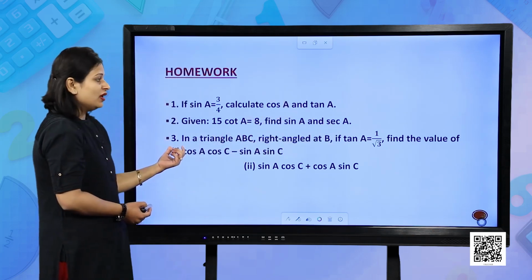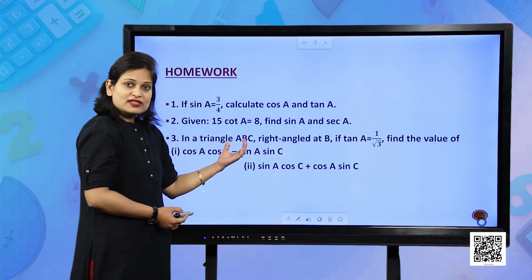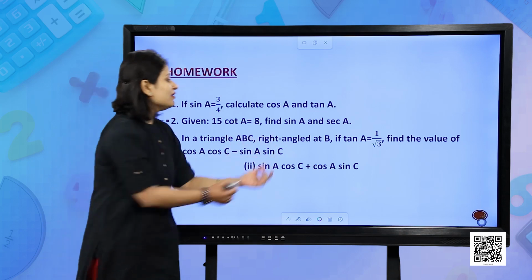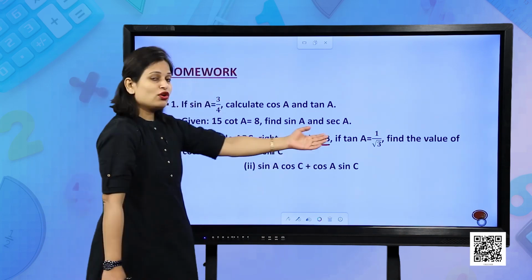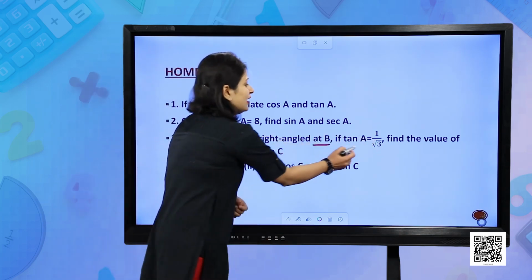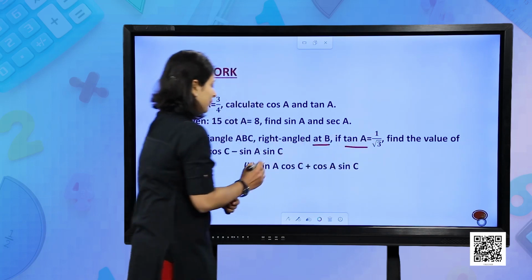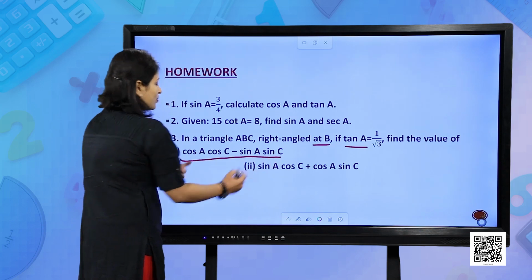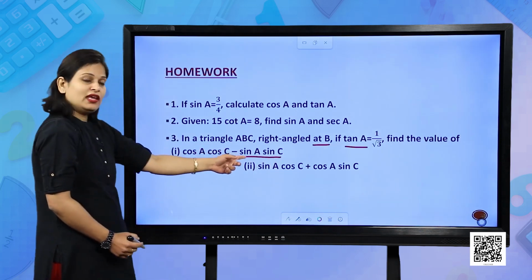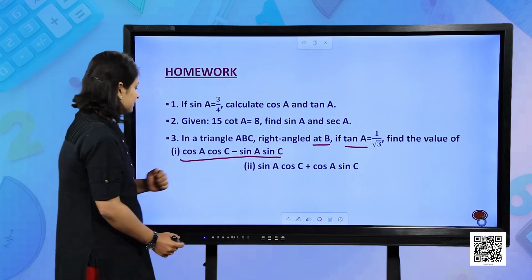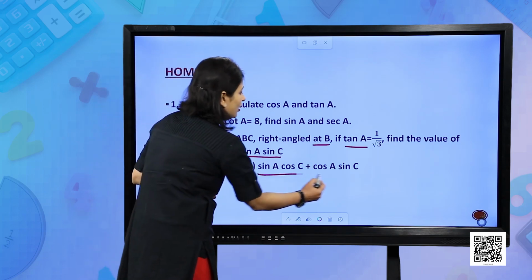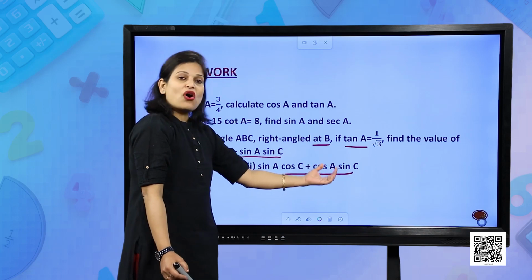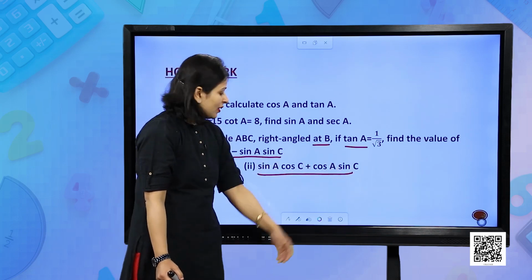In question number 3, you have to consider a right angle triangle ABC, which is right angled at B, and the value of tan function is given. Tan A is given as 1 upon root 3. You need to calculate cos A into cosecant C minus sin A into sin C. And in the second part, you need to find out sin A into cos C plus cos A into sin C.